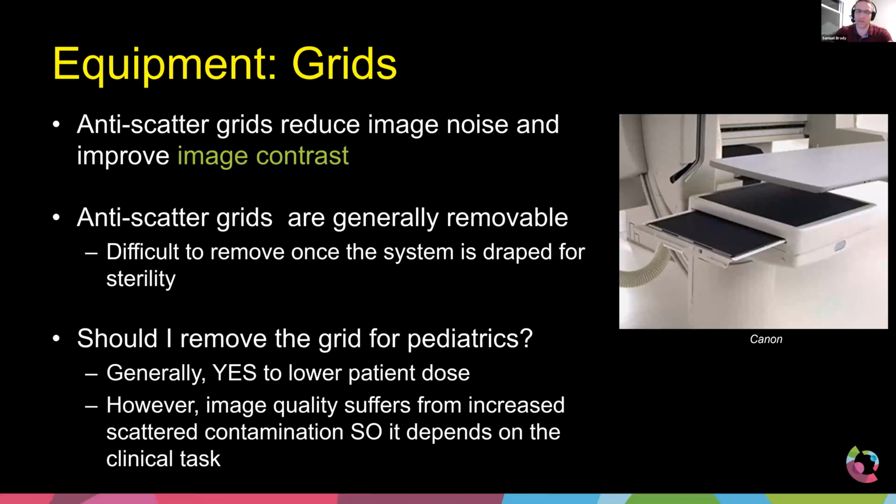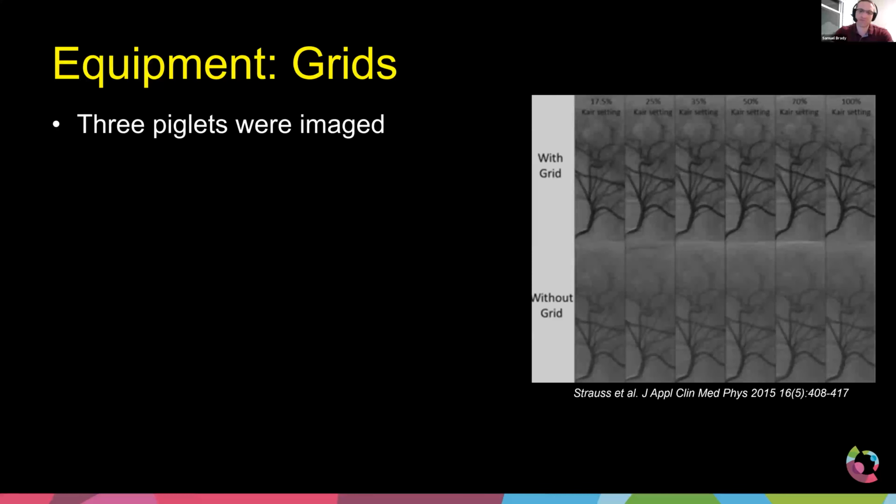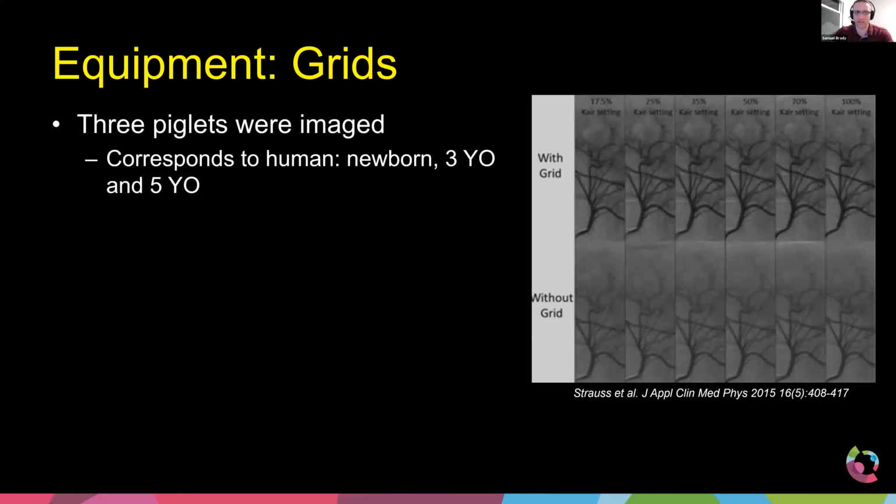But what if the image quality suffers because you take the grid out? Should you then take it out, even if it does mean there's going to be a little bit more radiation dose to the patient? So a study came out from Keith Strauss, actually here at Cincinnati Children's a couple of years ago, and they took 3 piglets that were of a size comparable to either a newborn baby, a 3-year-old, or a 5-year-old.